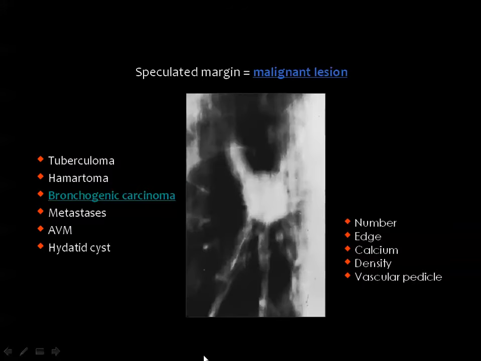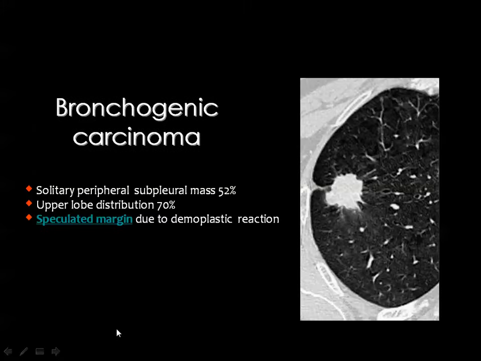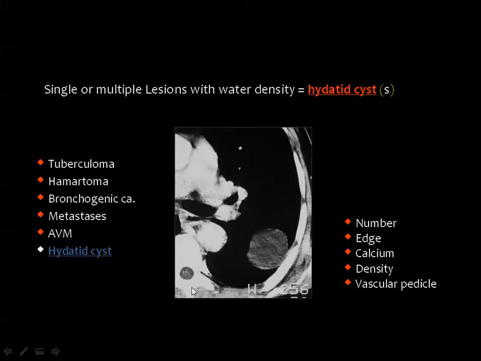And if you see a nodule with a speculated margin, and the speculated margin means that the lesion is spreading through the adjacent lung parenchyma, this is the bronchogenic carcinoma. Then if you see a nodule with a speculated margin like this, you think of a bronchogenic carcinoma, whether this is the appearance on the CT scan or the X-ray. And this is the classic appearance of a bronchogenic carcinoma with a speculated margin in the right lung base.